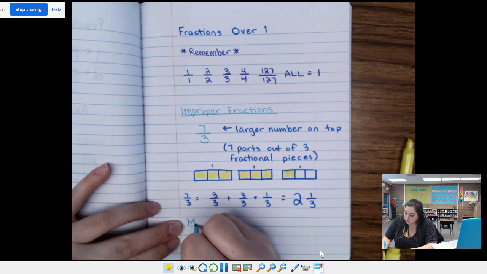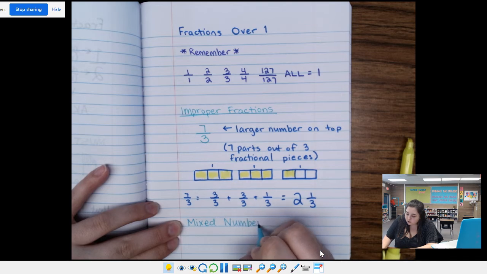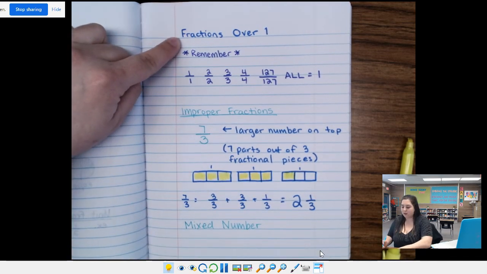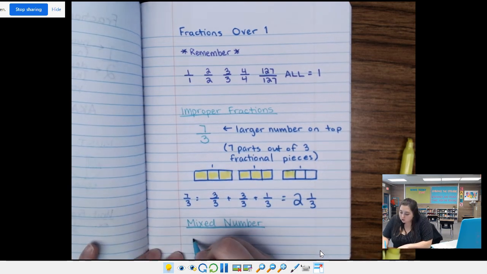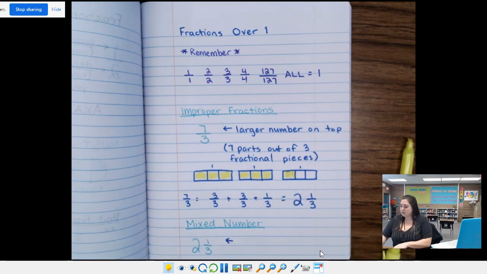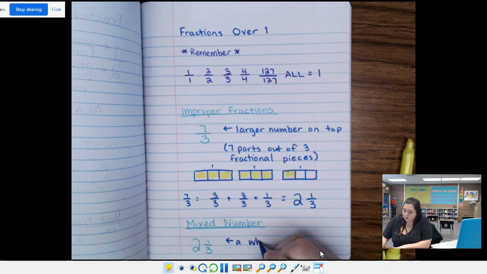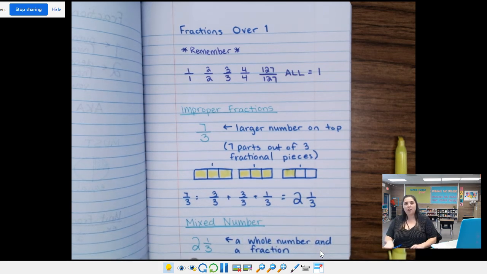And this is called a mixed number. This is another way you can show numbers or fractions over 1. A mixed number. I'm going to underline it because it's a vocab word. So 2 and 1/3 is an example of a mixed number because this mixed number has a whole number and a fraction. It is mixed. It has 2 parts to it, a whole number and a fraction.